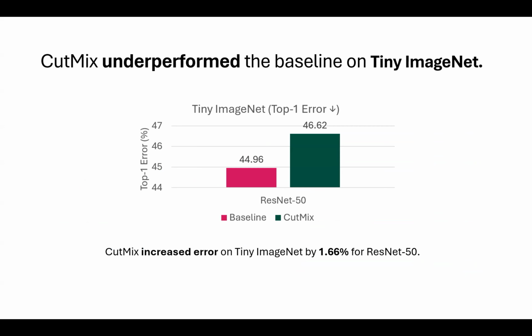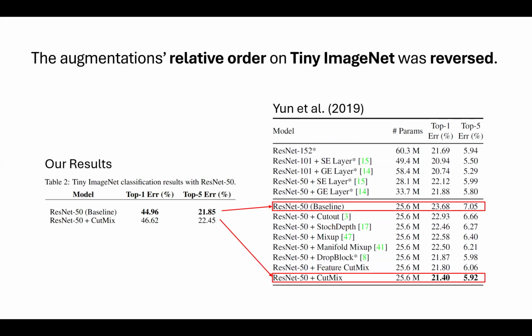Now, unexpectedly, in our experiments, CutMix underperformed the baseline on Tiny ImageNet, actually increasing that top one error by 0.66% for ResNet-50. And this was surprising because we used the same model with the same training schedule and hyperparameters that work so well on CIFAR-100. And compared to the original paper, we actually saw this reversal here where CutMix underperforms the baseline.